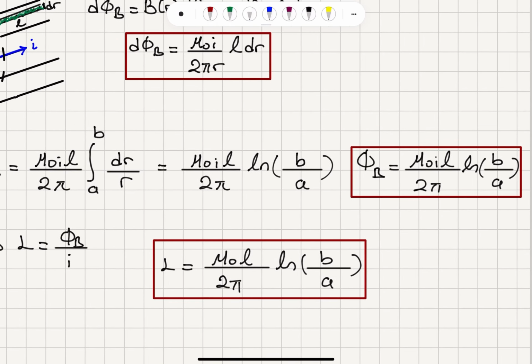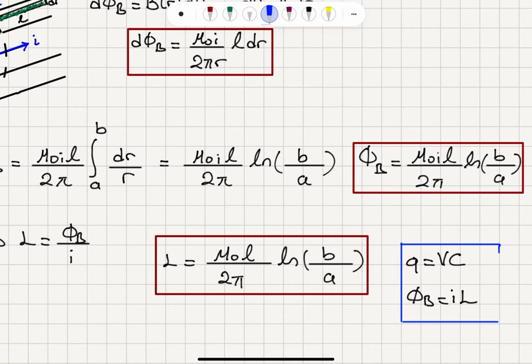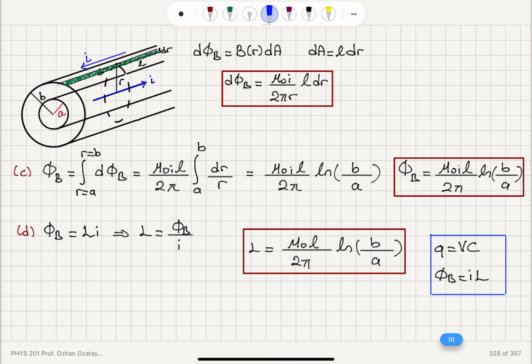And just to make sure we recall the analogy with capacitance, in the case of capacitance, the charge stored on a capacitor is the potential multiplied by capacitance. This is analogous to the magnetic flux being equal to the current times the inductance. So we can recall this analogy between the capacitance and inductance. Okay, so this will make it easier to remember.